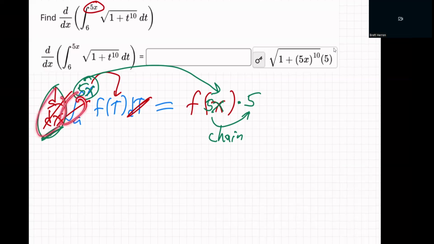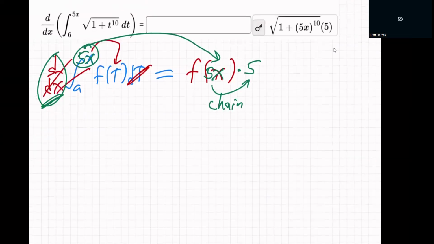So the derivative of the integral cancels out. You just plug in the inside. But if that inside is anything other than a simple x, because we're doing a derivative, the chain rule says keep the inside the same at first, but then multiply by the derivative of the inside. Derivative of 5x would be 5. So that's what we do.